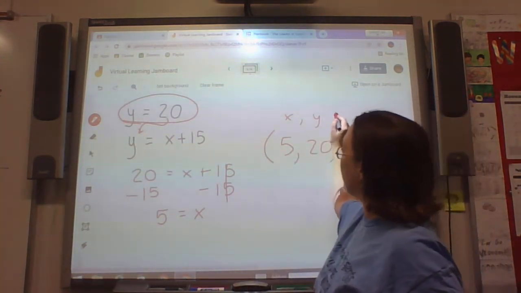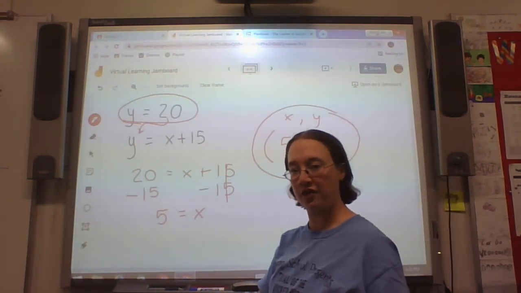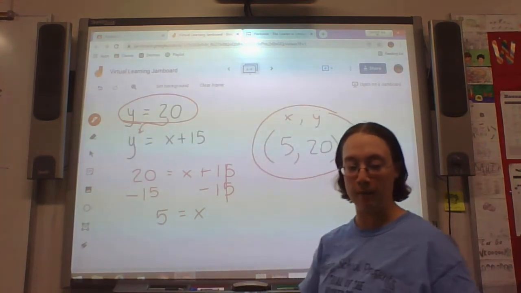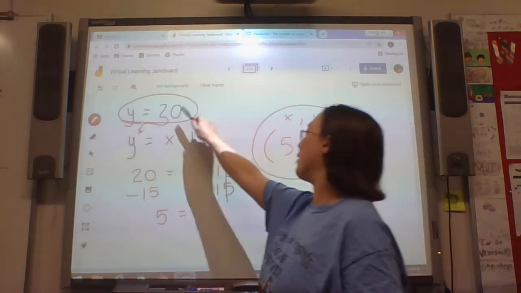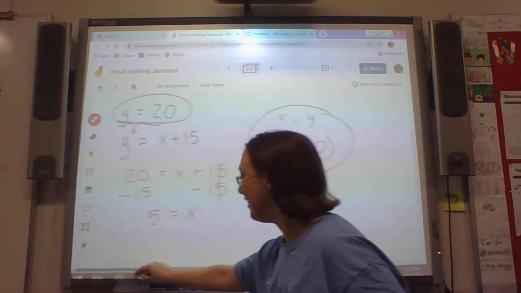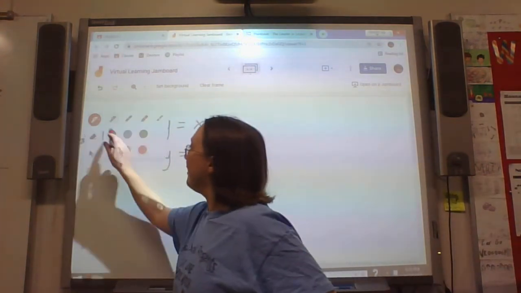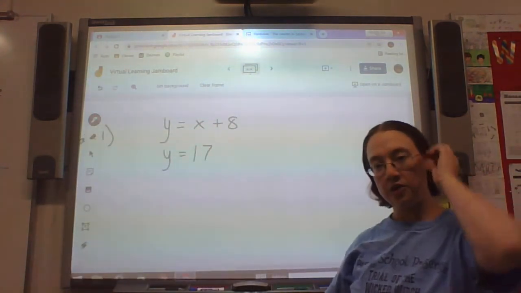So remember, even if we're not graphing these, what we're looking for is going to end up as a point. So we're not looking for just a number, we're looking for a coordinate point. It just happened that we already had one of the numbers that we wanted. All right, let's try it. All right. So same sort of thing here.